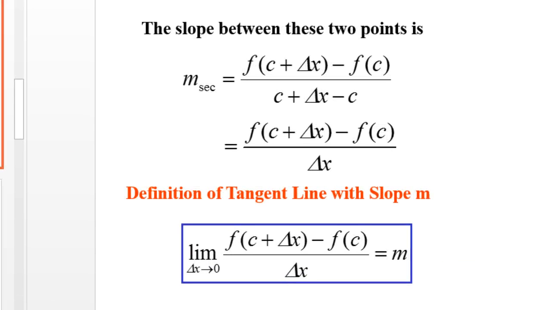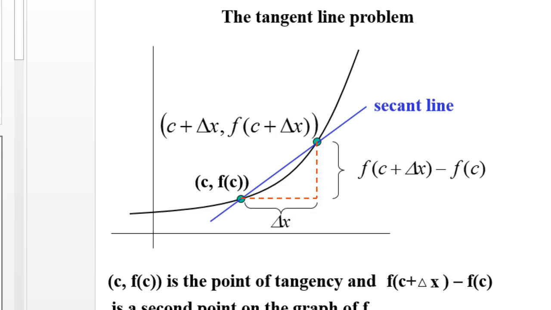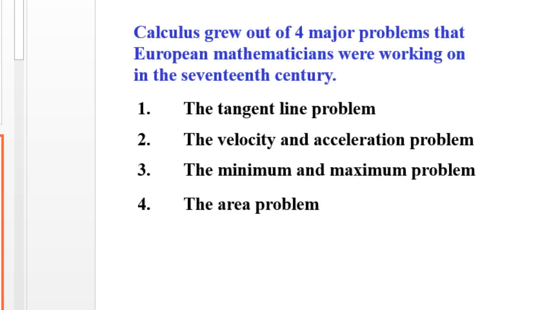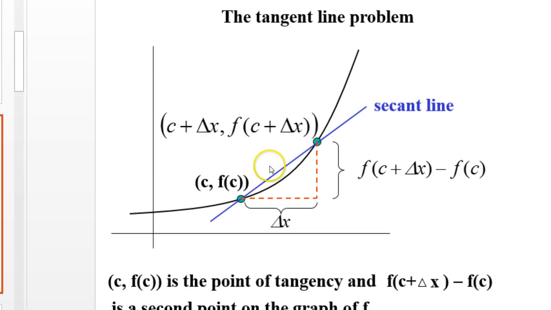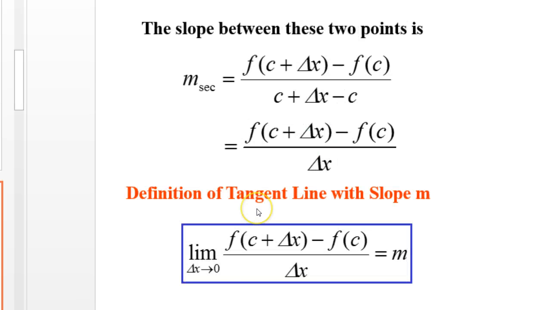Real fast, calculus grew out of three major problems that European mathematicians were working on in the 17th century: the tangent line problem, the velocity and acceleration problem, the minimum and maximum problem, and the area problem. So the tangent line problem sets it up like this.